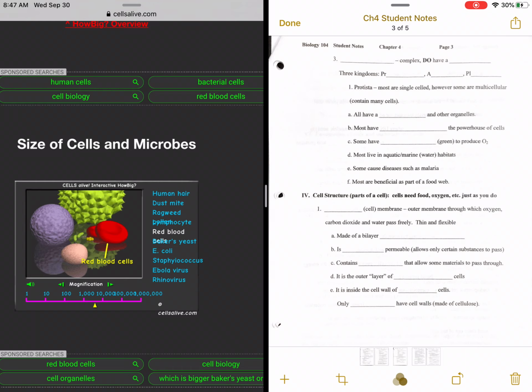And I'm going to stop there, and we'll go into our next section in part 2 of the notes.